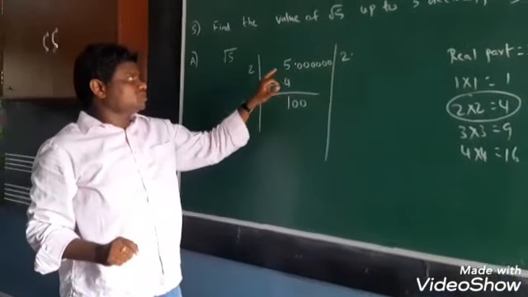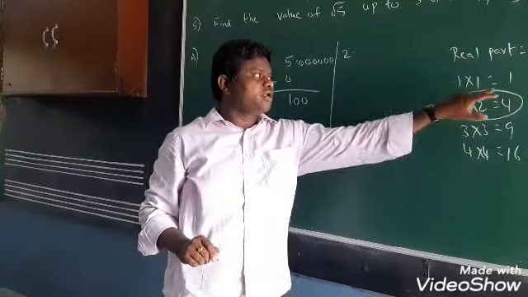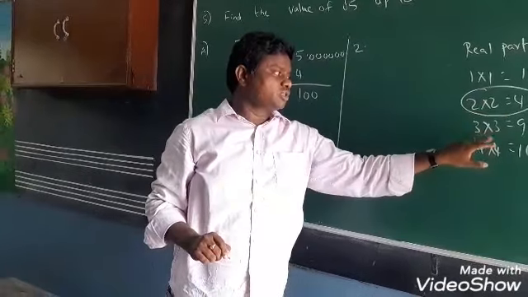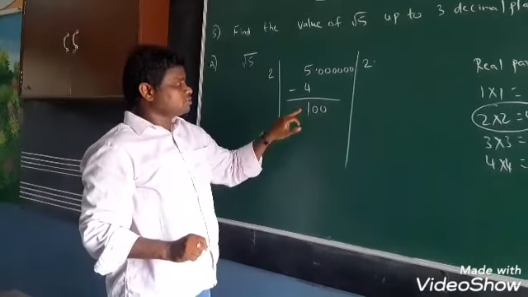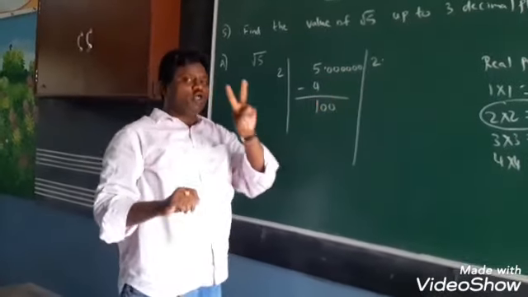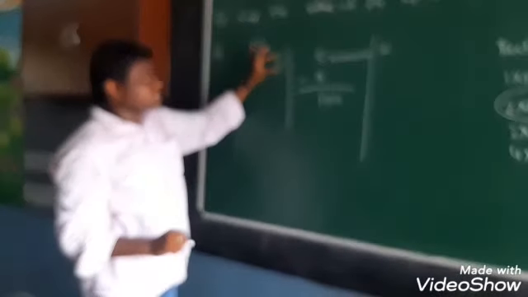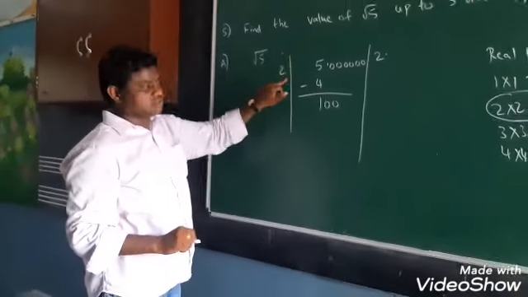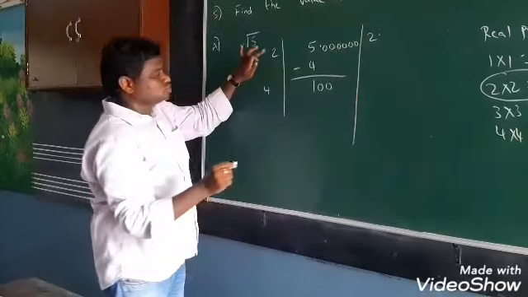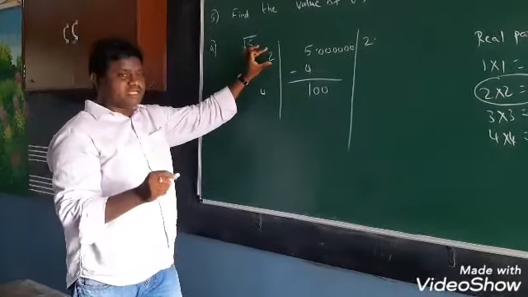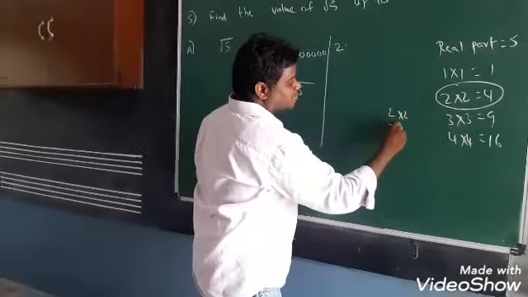Children, again see that one. First I am taking the real part 5. For 5 you have to check the perfect square table. 1 into 1, 1. 2 into 2, 4. 3 into 3, 9. 4 into 4, 16. 2 twos are 4. 5 minus 4, 1. Keep the decimal point here. You have to bring 2 zeros. After that, what you have here is 2. You have to double this divisor. If you double this one, you will get 4. So 2 into 2 will become 4.